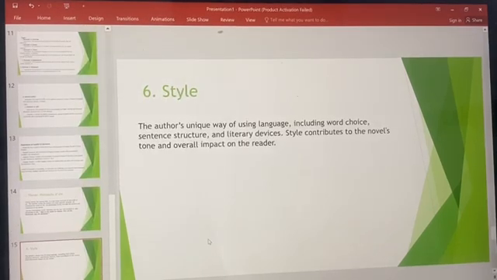And we have another important element of the novel, which is style. Style means the author's unique way of using language, including word choice, sentence structure, and literary devices. Style contributes to the novel's tone and overall impact on the reader.